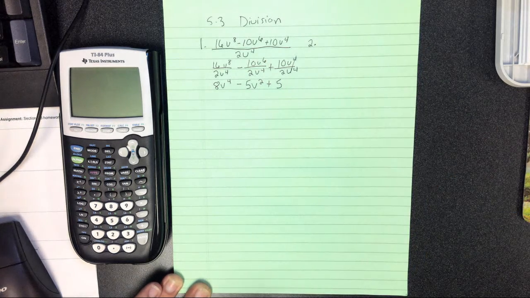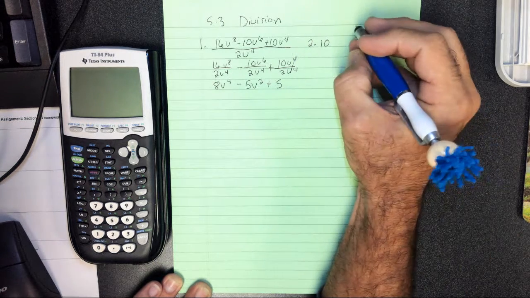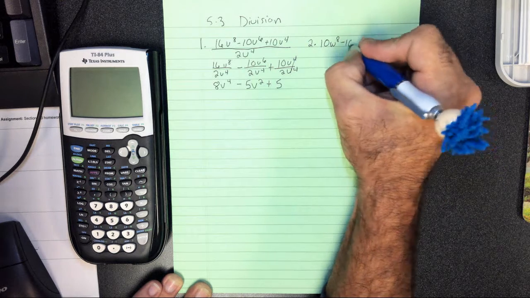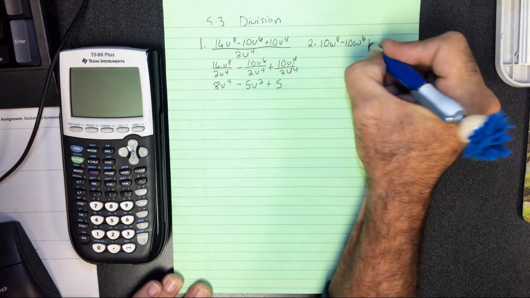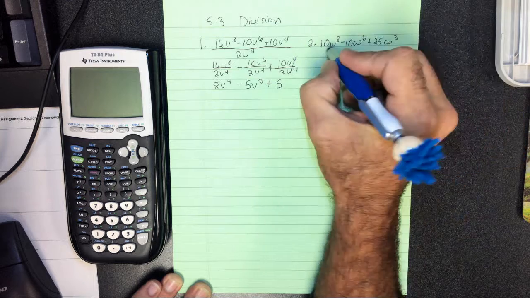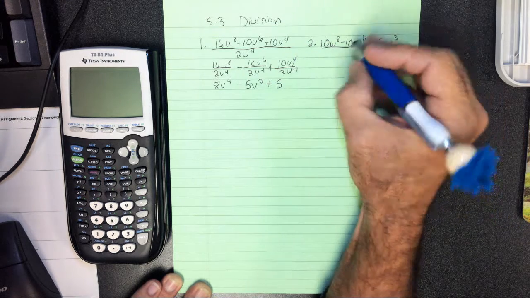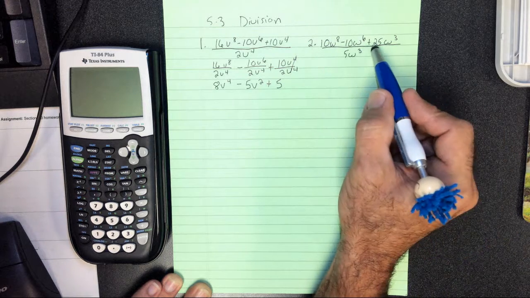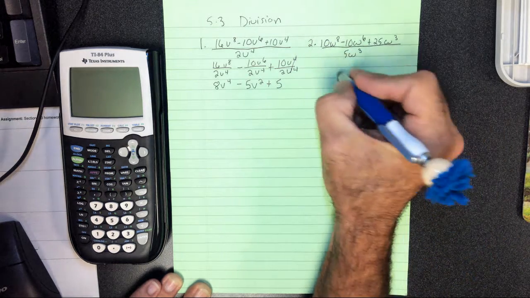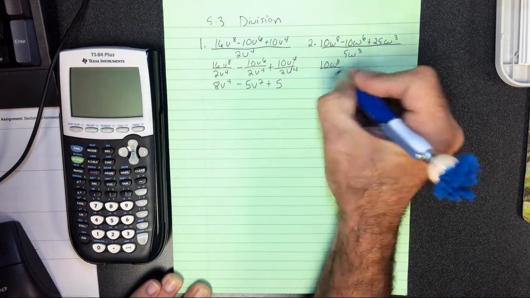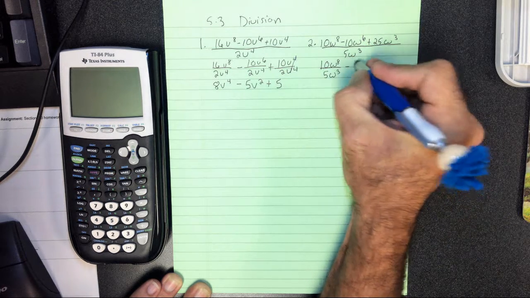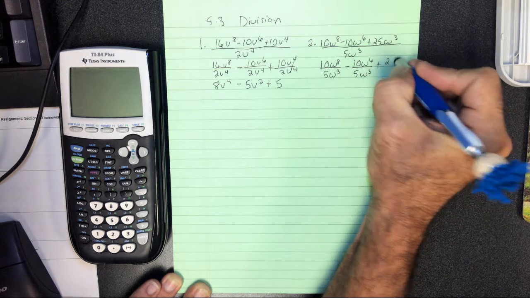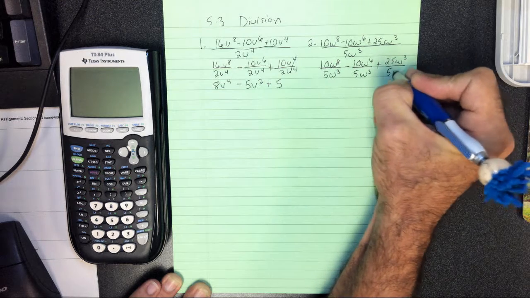So then we look at number 2, which is 10w to the 8 minus 10w to the 6 plus 25w to the third. All that's going to be over 5w to the third. So since I got subtraction and addition, I'm going to separate this into three fractions like I did a while ago. So 10w to the 8th over 5w to the third minus 10w to the 6th over 5w to the third plus 25w to the third over 5w to the third.